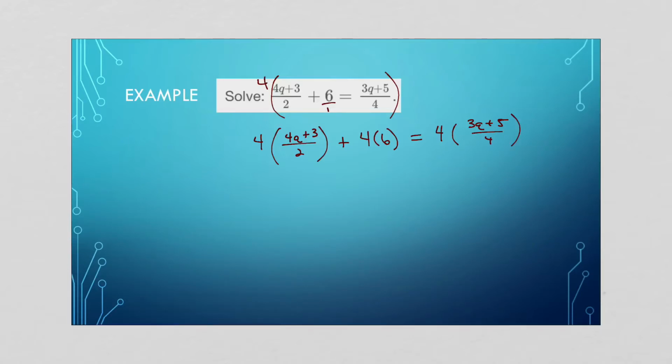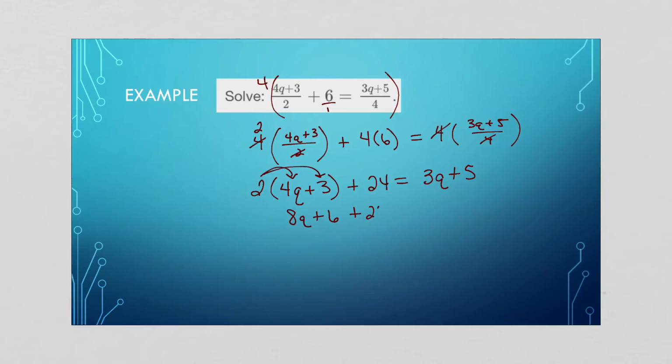Okay, so watch what happens. So right here, 2 will go into 4 twice, so I wind up with 2 times 4q plus 3 plus 4 times 6 is 24. Check this out. The 4's cancel, so I'm left with 3q plus 5. Now I need to distribute. So I have 8q plus 6 plus 24 on the left and 3q plus 5 on the right.